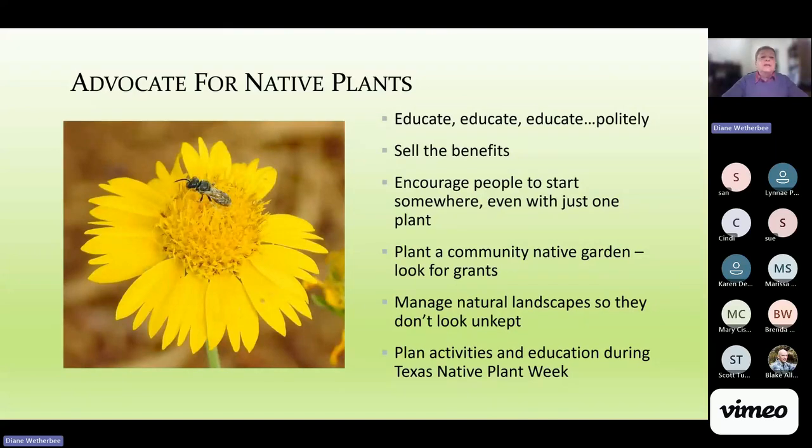Most of all, advocate for native plants. Just educate and do it politely. Just keep selling the benefits. Encourage people to start somewhere, even with just one plant. That's all it takes. Start with one.